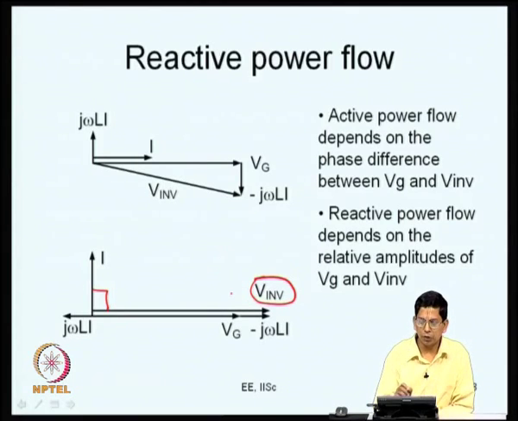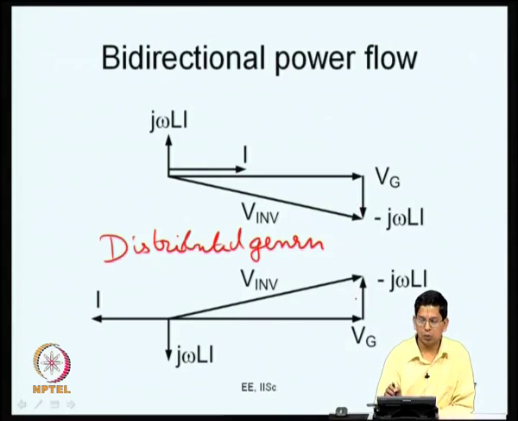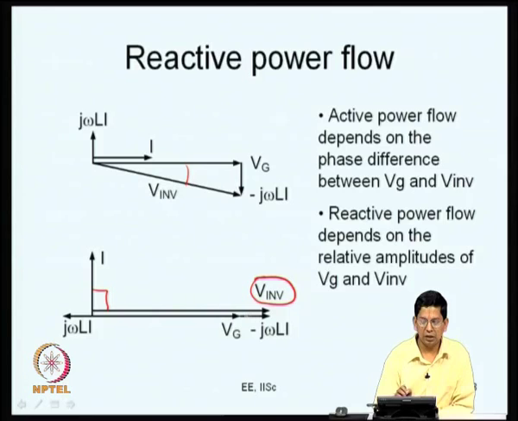So from these two observations you can see that one is for active power flow, because there is some phase difference between Vg and V inverter, and power flows from whichever one is leading to the one which is lagging. Previously it was the other way: in one case it is from the grid to the inverter, here it is from the inverter to the grid. In the next case, where there is reactive power flow, the reactive power flows from the one that has a higher amplitude to the one which has a lower amplitude.